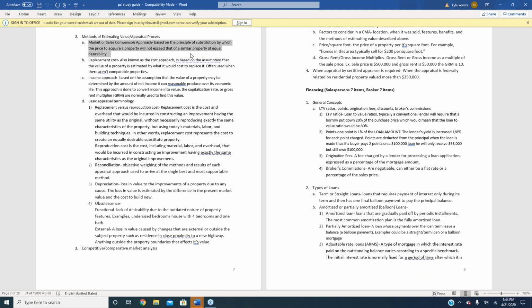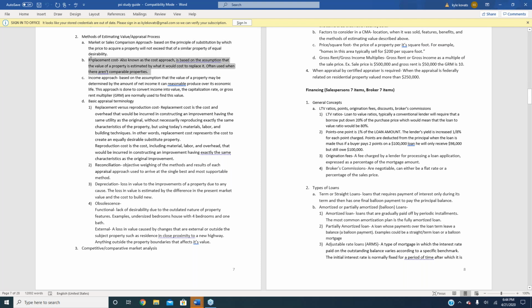So with the sales comparison approach, we use this thing called the principle of substitution. What the principle of substitution states simply is the cost to acquire one property generally won't exceed the cost to acquire a similar property of equal desirability. So that's the principle of value that we would use with that.